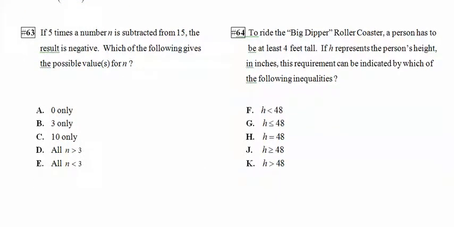5 times the number 9 is subtracted from 15. The result is negative, meaning it's less than 0. Solve it.